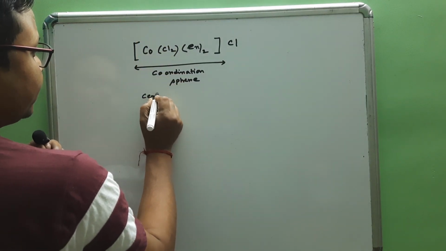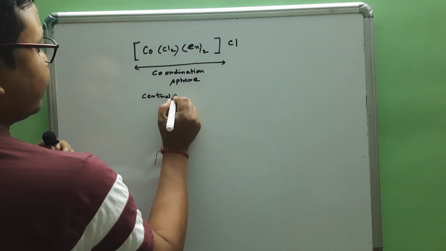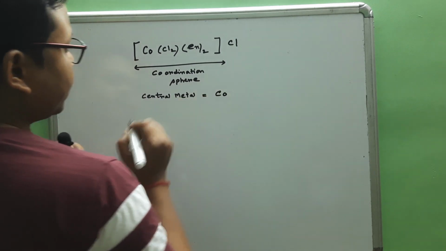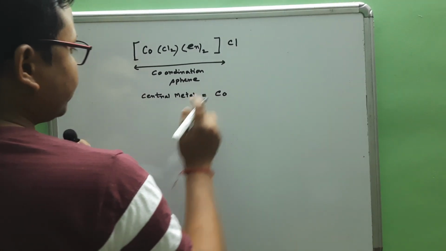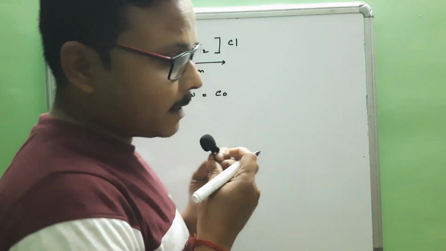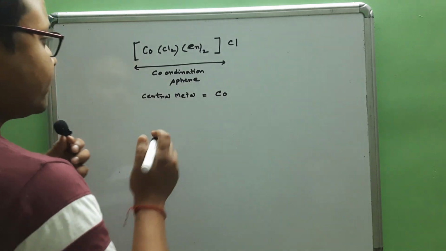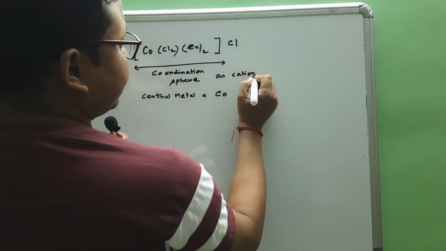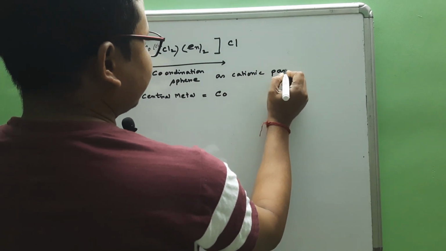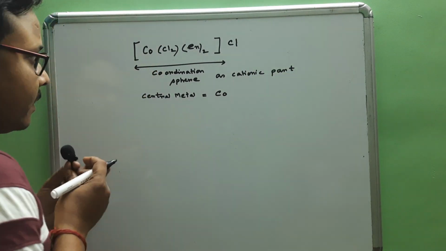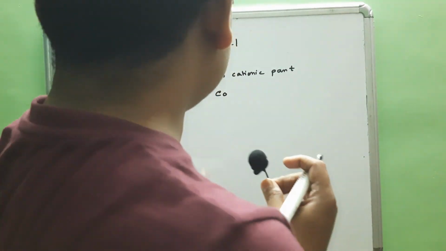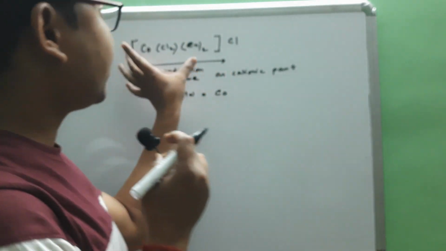So the central metal is cobalt, and this is the anionic part. And the coordination part remains as the cationic part. So what is the total charge of the cationic part? What will be the total charge of the cationic part?